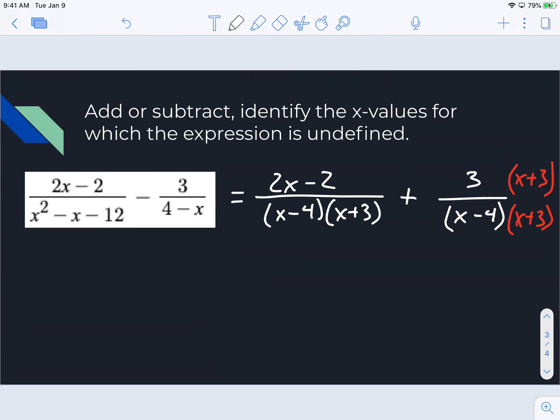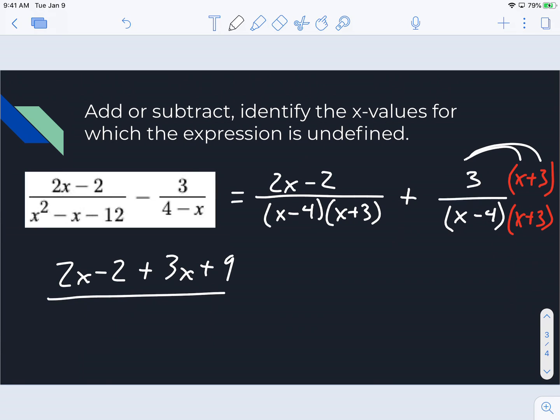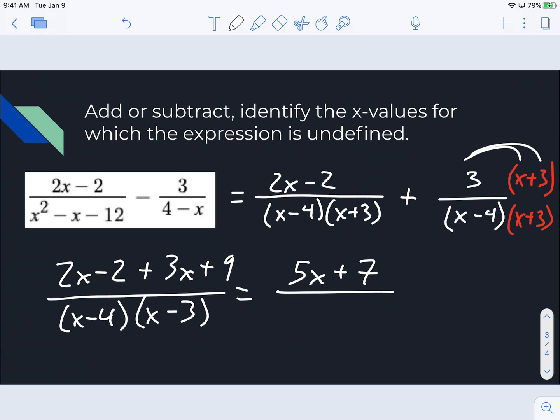And so now we will get 2x minus 2 plus, distribute the 3 in, 3x plus 9 all over x minus 4, x plus 3. And that will simplify to 5x plus 7 over x minus 4, x plus 3, where x cannot equal positive 4 or negative 3.